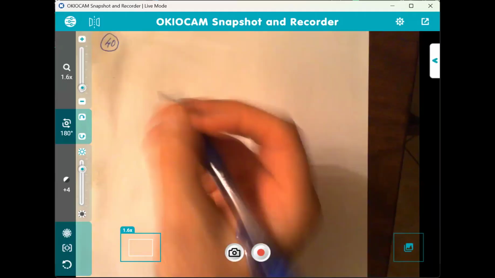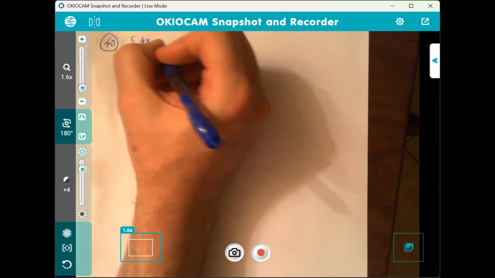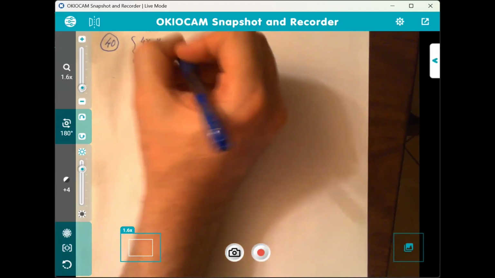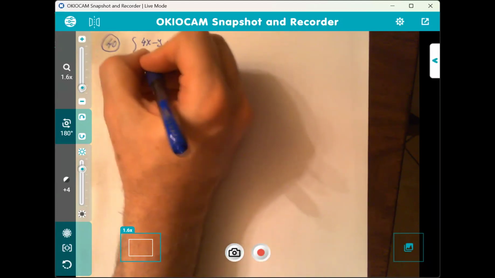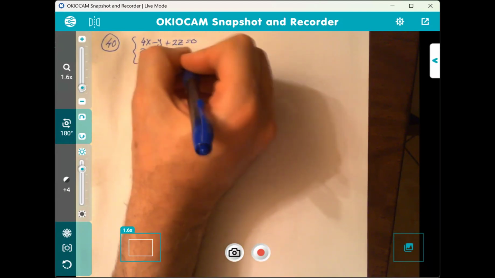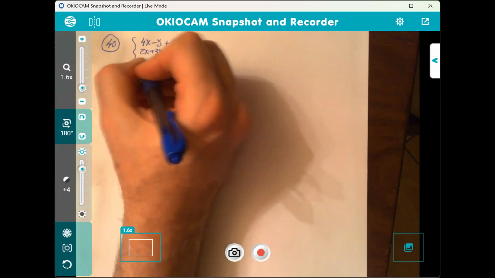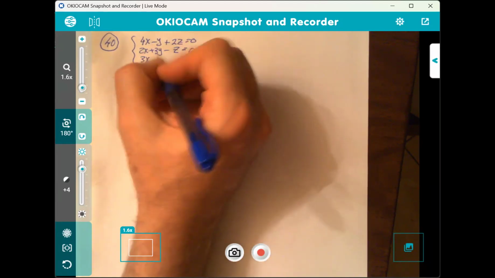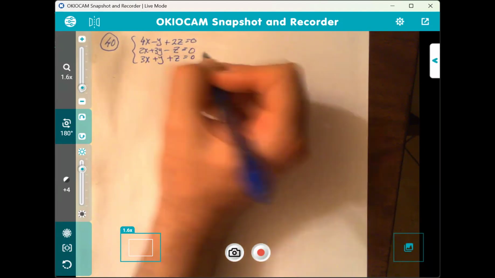Okay, so in number 40, the system is 4x minus y plus 2z equals 0. Then we have 2x plus 3y minus z equals 0. It's a homogeneous system, right? So it's all going to be 0 on the right side, equal to 0, plus z equals 0.